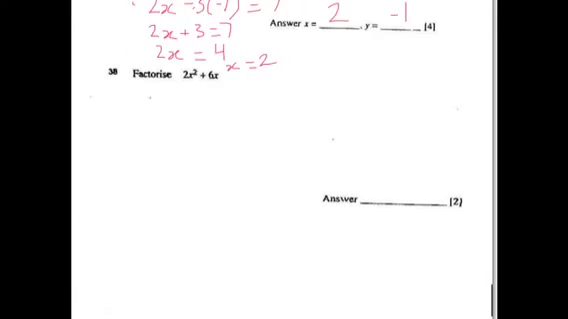Final question then, 2x squared plus 6x, factorize that. Well, we can take 2 and an x outside the brackets. So inside the brackets then, well, 2x times x gives me 2x squared, 2x times 3 gives me 6x, so that is your answer.